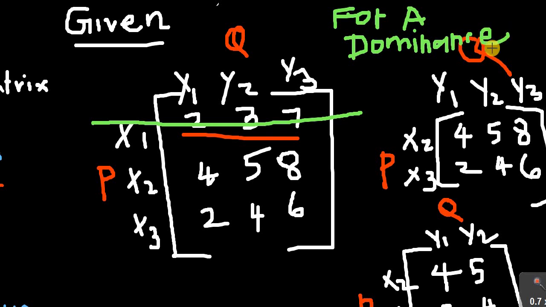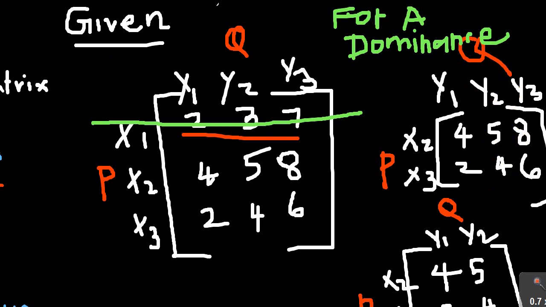Now, come to the next stage. Now come to player Q. Player Q is playing 3 strategies, Y1, Y2, Y3. But compare Y2 and Y3. Y3 gives maximum loss to Q when compared to Y2. Am I correct? Because here he has to lose 8 points and 6 points, but here only 5 points and 4 points.